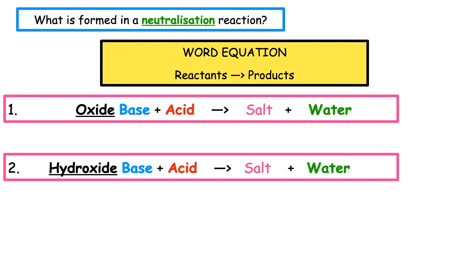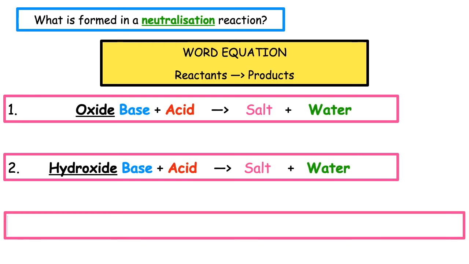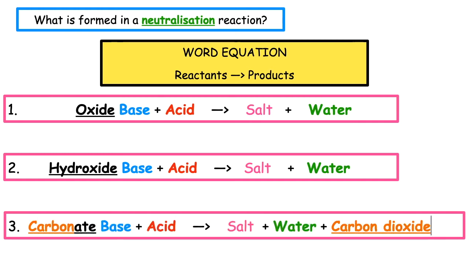These first 2 equations are the same. The third equation that we have to know is our carbonate base. We always produce salt plus water, but in this case we form a third product, which is carbon dioxide gas.